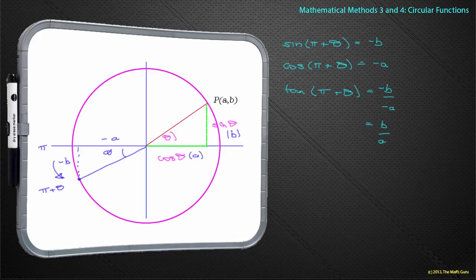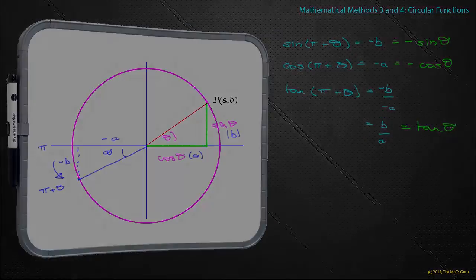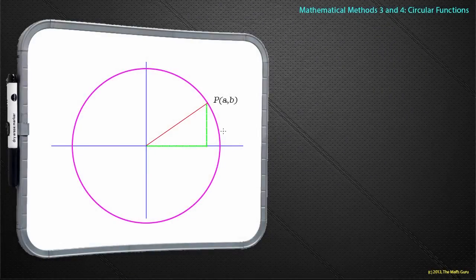But hold on a moment, we already have from our previous slides that if b is equal to sine theta, then minus b must be minus sine theta. Cos theta is a, so the cosine of pi plus theta must be equal to the negative of the cosine of theta. And tan, which is b over a, is exactly the same as tan theta. Same idea.